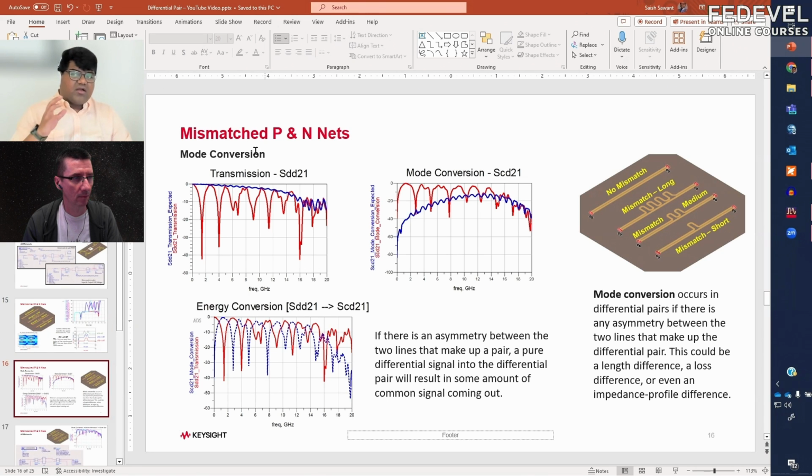So this is where I want to talk about mode conversion. For all of these three cases, mode conversion happens. Mode conversion occurs in a differential pair if there is any asymmetry between the two lines that make it up. In the three different cases we see this asymmetry, and it could be a length difference, a loss difference, or even an impedance profile difference. I would like to point out what we are talking about with mode conversion.